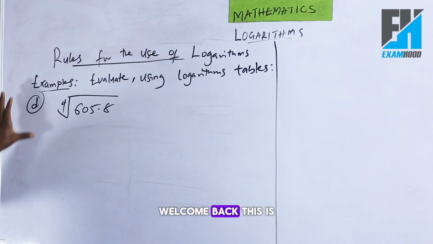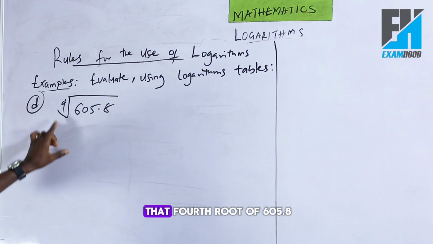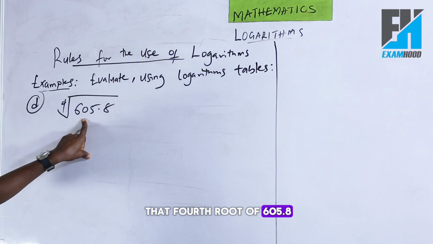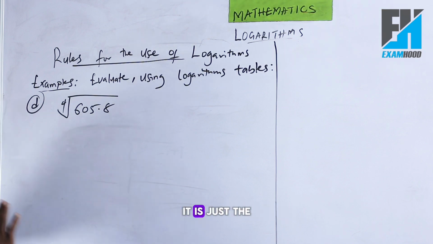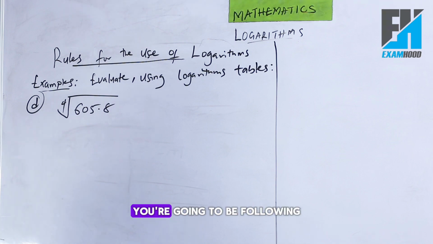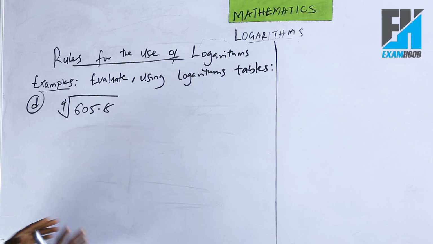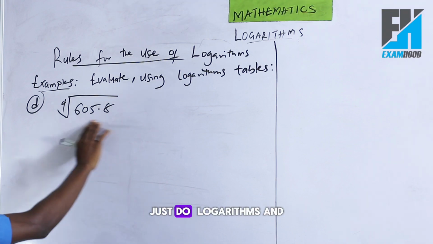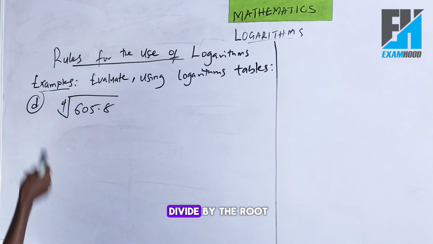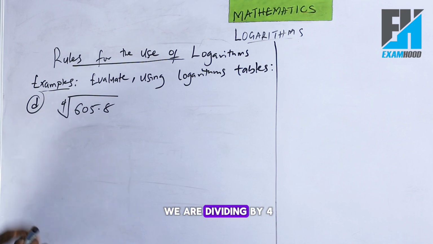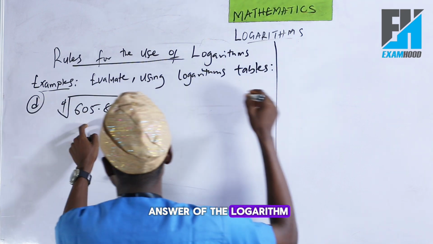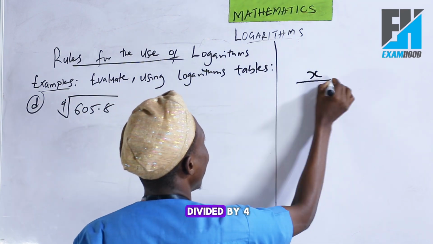Come back. This is example D, and it says the fourth root of 065.8. It is just rule number 4 you are going to be following, which says that when you have roots of a particular logarithm, just do the logarithm and divide by the root. So in this case, we are dividing by 4. Say the answer of the logarithm of this is x. That will now be divided by 4.